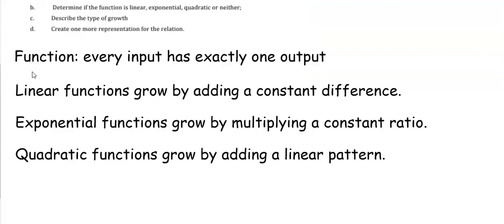For a relation to be considered a function, every input of that relation needs to have exactly one output. Linear functions grow by adding a constant difference, so adding the same value over and over to the previous output. Exponential functions grow by multiplying a constant ratio, so multiplying the same value to the previous output to get the next one. And then quadratic functions grow by adding a linear pattern. So you're still continually adding, but the amount that you're adding is changing at a linear rate. So the first difference of a quadratic function is linear.